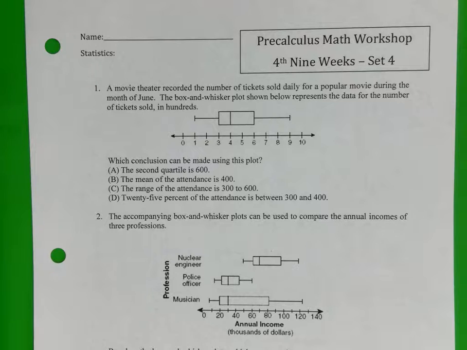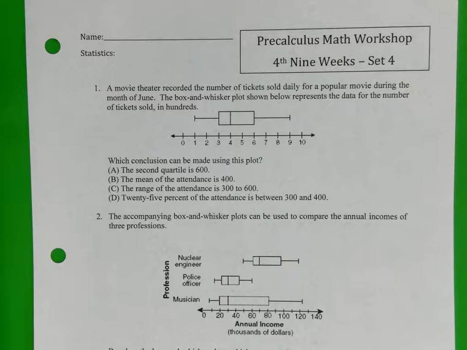A, the second quartile is 600. Well, the second quartile is right here at 300, so that's not true. The mean, can you determine the mean of anything from this? So that's out. The range of attendance is from 300 to 600. The range is from 100 to what? 900. D has to be correct.